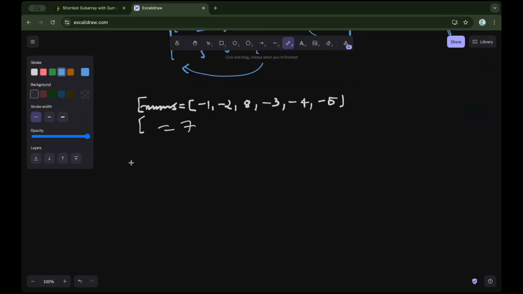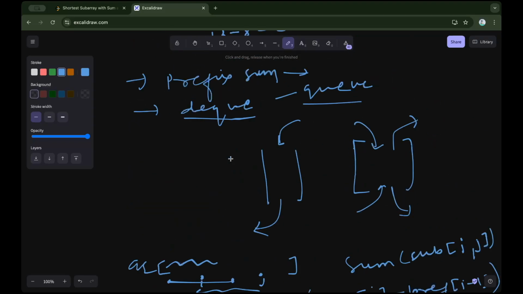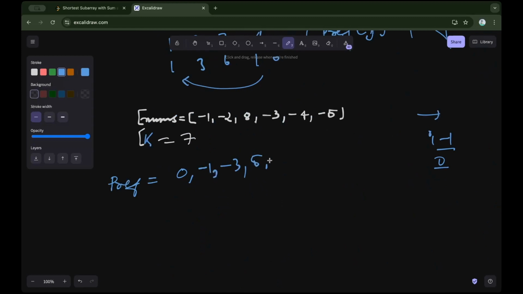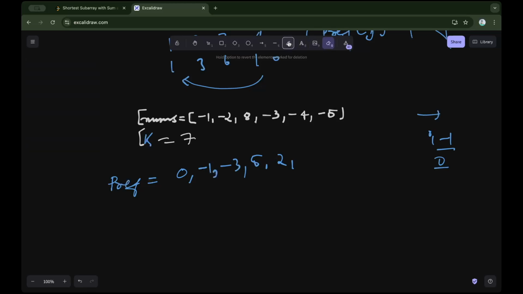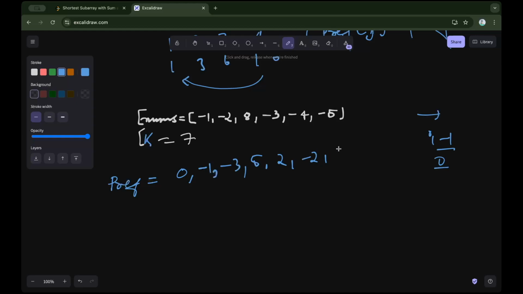So first we'll create a prefix array. Let's put a zero here so that whenever I want to subtract, like i minus one, I'll always have 0 and not worry about any runtime error or out of bound. So 0 plus minus 1 gives me minus 1. This is minus 3. I did this initially here, but I'm doing this again. 5 minus 2, minus 2 and then minus. So this will be our prefix array.